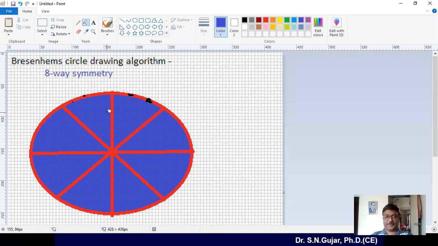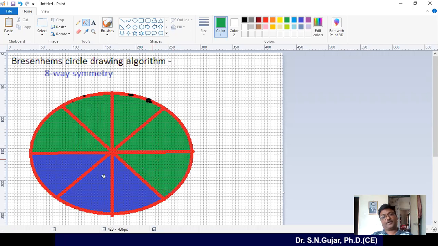8-way symmetry means these are my points. First, any circle algorithm is going to draw this much part. Once this part is developed, I can repeat it up to how many times? 8 times. So first I repeat these 4 points, and then again I repeat the remaining 4. So that's why it becomes 8.